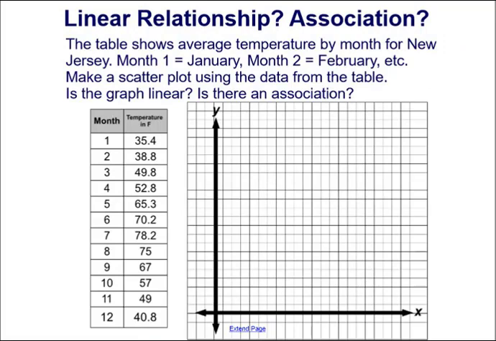Now here we have a table that shows the average temperature by month for New Jersey. So not just for January for different years, but now by month, where we're assuming month 1 is January, month 2 is February, month 3 would be March, and so on, where month 12 would be December. And then we're taking that average temperature. So now make a scatter plot using that data. We want to see, is that graph linear, and would there be an association, whether positive or negative, or maybe neither again.